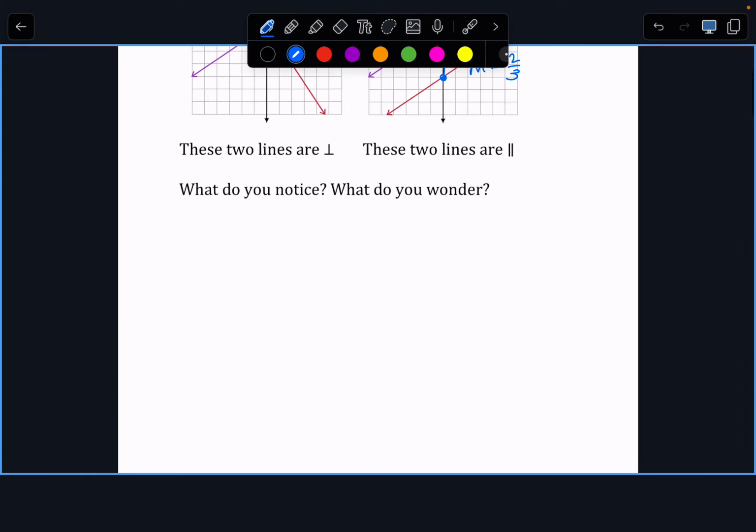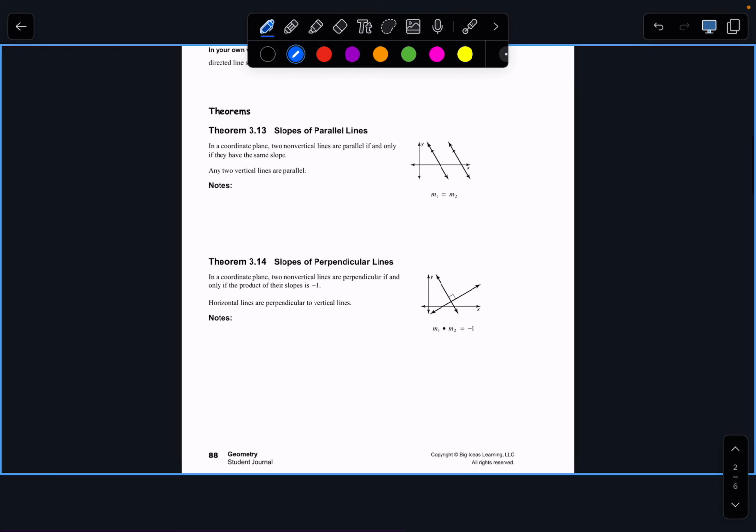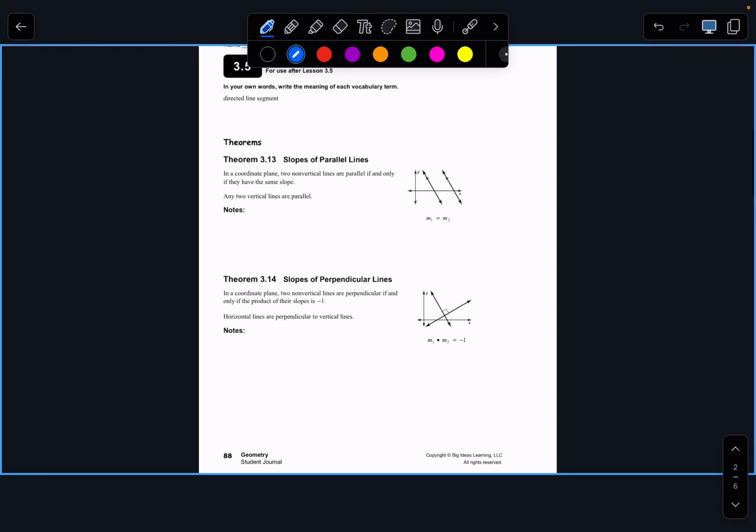Go ahead and get your student journal out for me and turn to page 88.